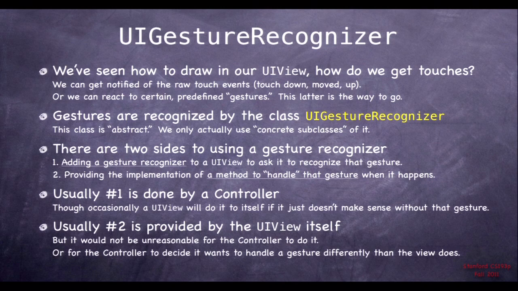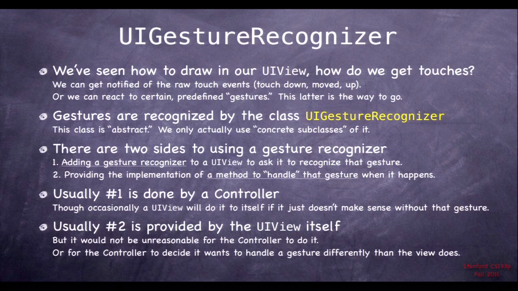Now, other handlers for some gestures might be implemented by the controller. Specifically, gestures that are modifying the model. If you have a gesture that does something that changes the model, the controller wants to handle that because the view can't see the model. Do you see why that is? So the bottom line is controllers usually add gestures.